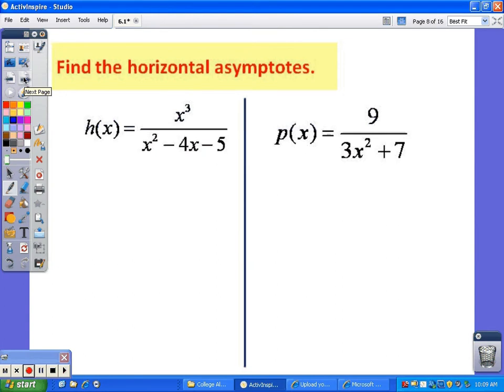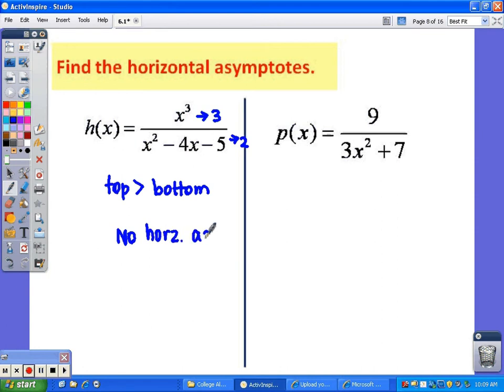This third one, the degree of the top is 3, the degree of the bottom is 2. That tells us the top is bigger than the bottom. Anytime the top's bigger than the bottom, that tells us there is no horizontal asymptote.